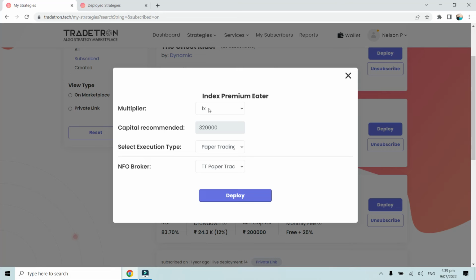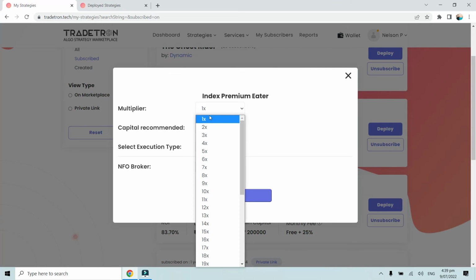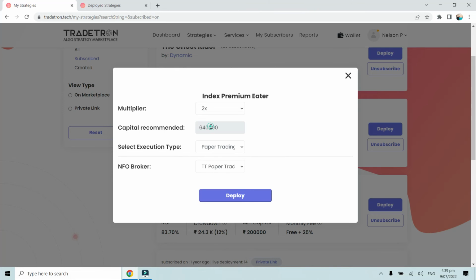But if you increase the multiplier, for example, if you want to change the quantity to 2 times, then instead of 1 lot, it will sell 2 lots of Bank Nifty options and 2 lots of Nifty options, call and put both. In that case you can select 2x as the multiplier, and as you can see, the capital required will then be 6,40,000.